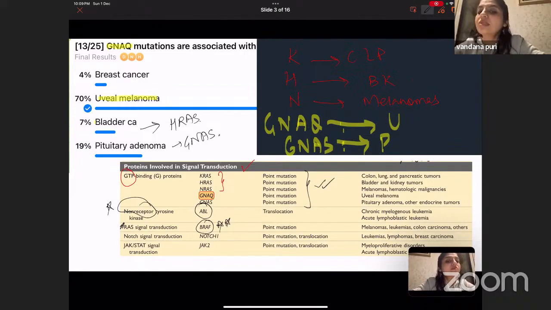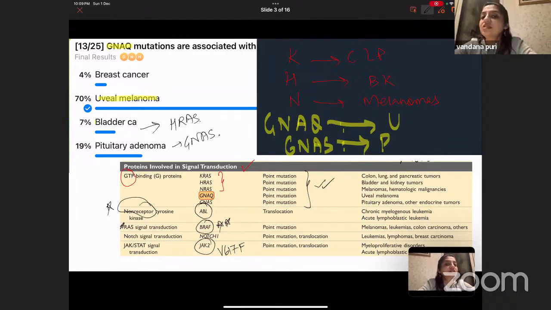Apart from that, we have Notch pathway, which is usually involved in signal transduction, and it is involved in leukemia, lymphomas, and breast carcinomas. And JAK2 is involved in myeloproliferative neoplasms, especially polycythemia vera. And the typical mutation here is V617F. So it's a point mutation where valine is replaced by phenylalanine. So that is very, very important.